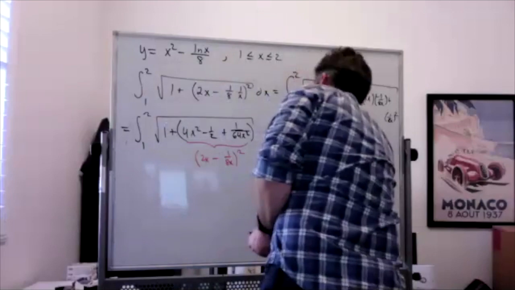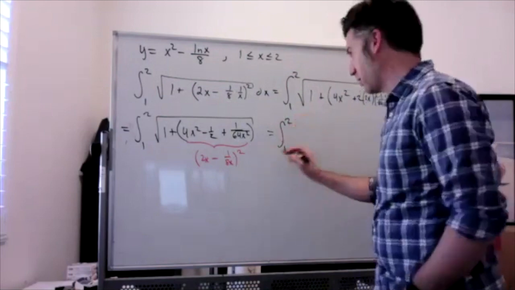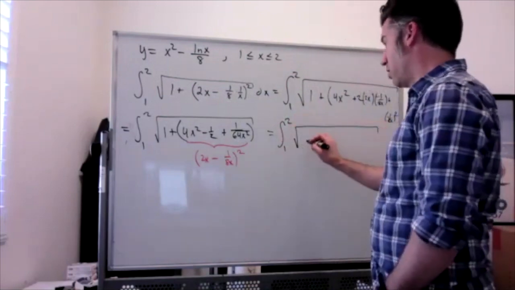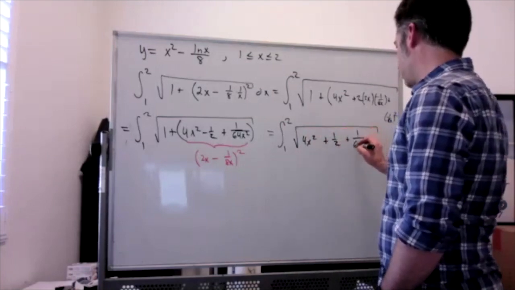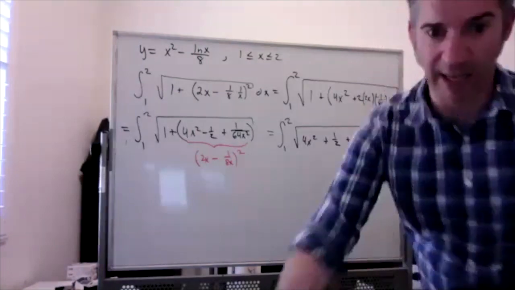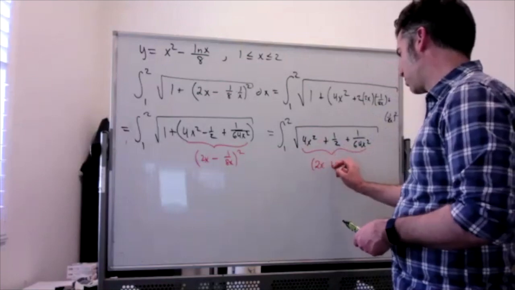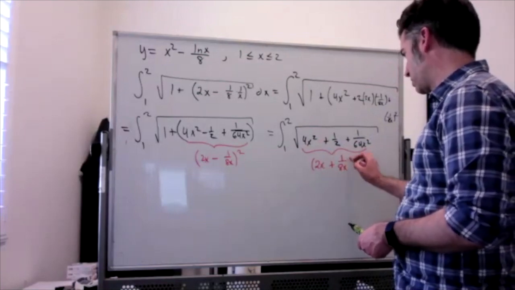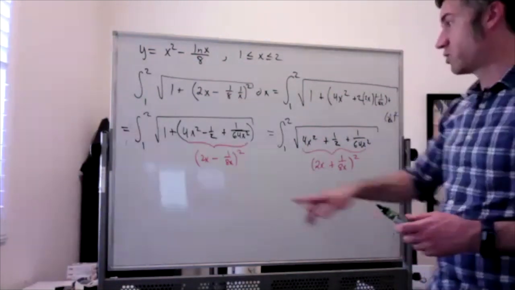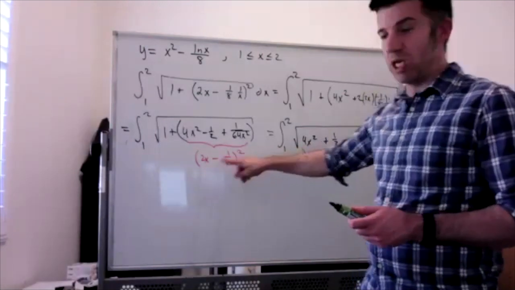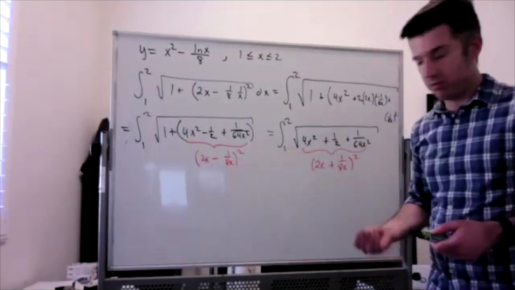Then we go to the next step where we add the 1. This is going to be the square root of 4x squared plus 1/2 plus 1 over 64x squared. And again, I don't think it's too much of a leap to say, oh look, that has to be 2x plus 1 over 8x squared. If you square out a binomial and then you change the sign of the middle, you're just changing the sign of the middle that was connected in.